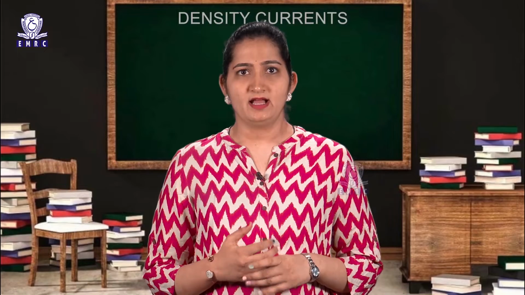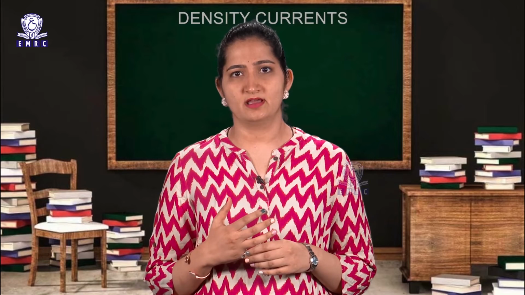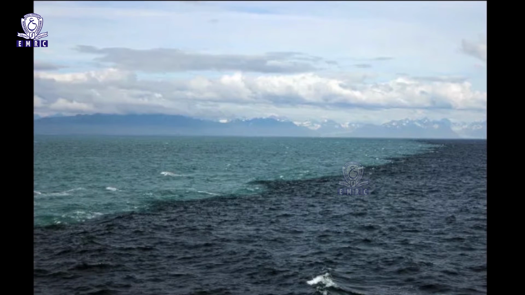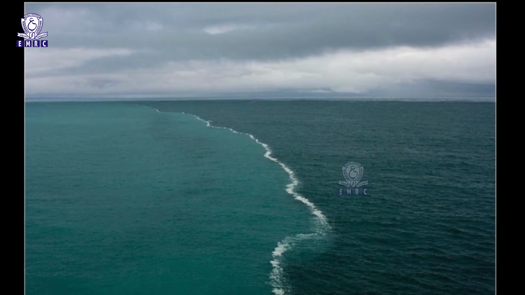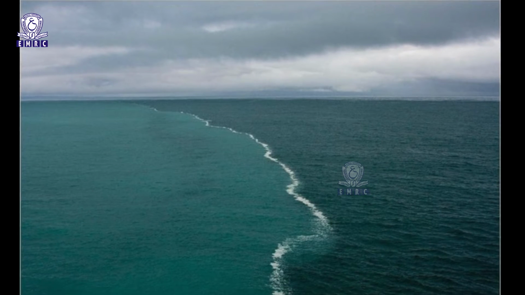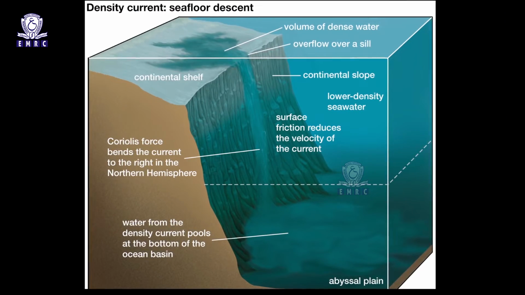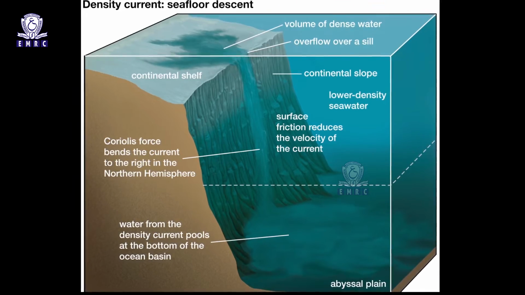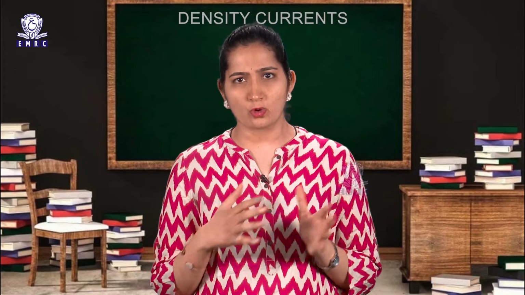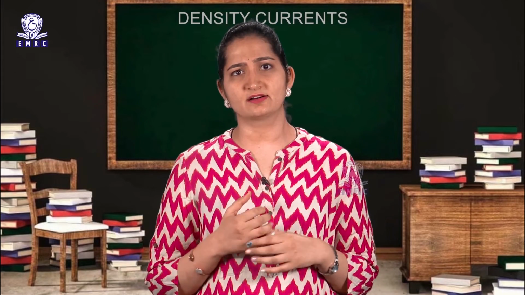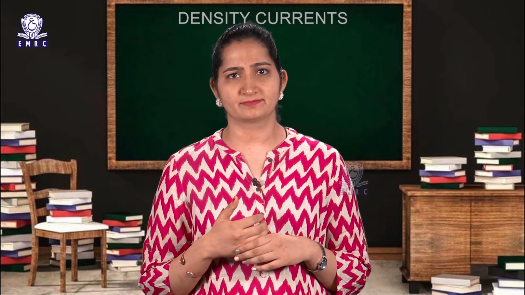Density currents. A less dense substance will always lie above a more dense substance. When you have water of two different densities meeting, the less dense water will move on top of the higher density, more dense water. The different densities actually cause the water to move, forming a density current. In the oceans, the deep bottom currents are colder and saltier than the surface currents. Density differences are a function of temperature and salinity.